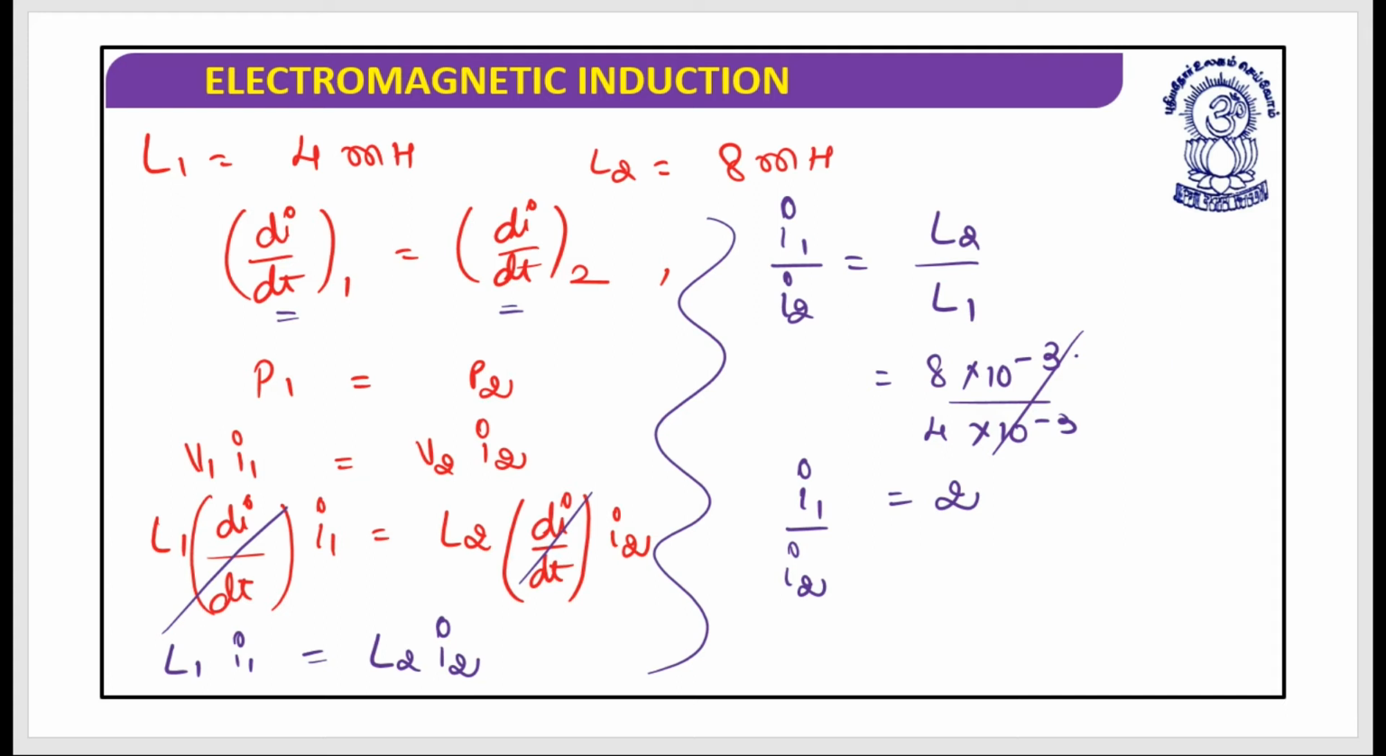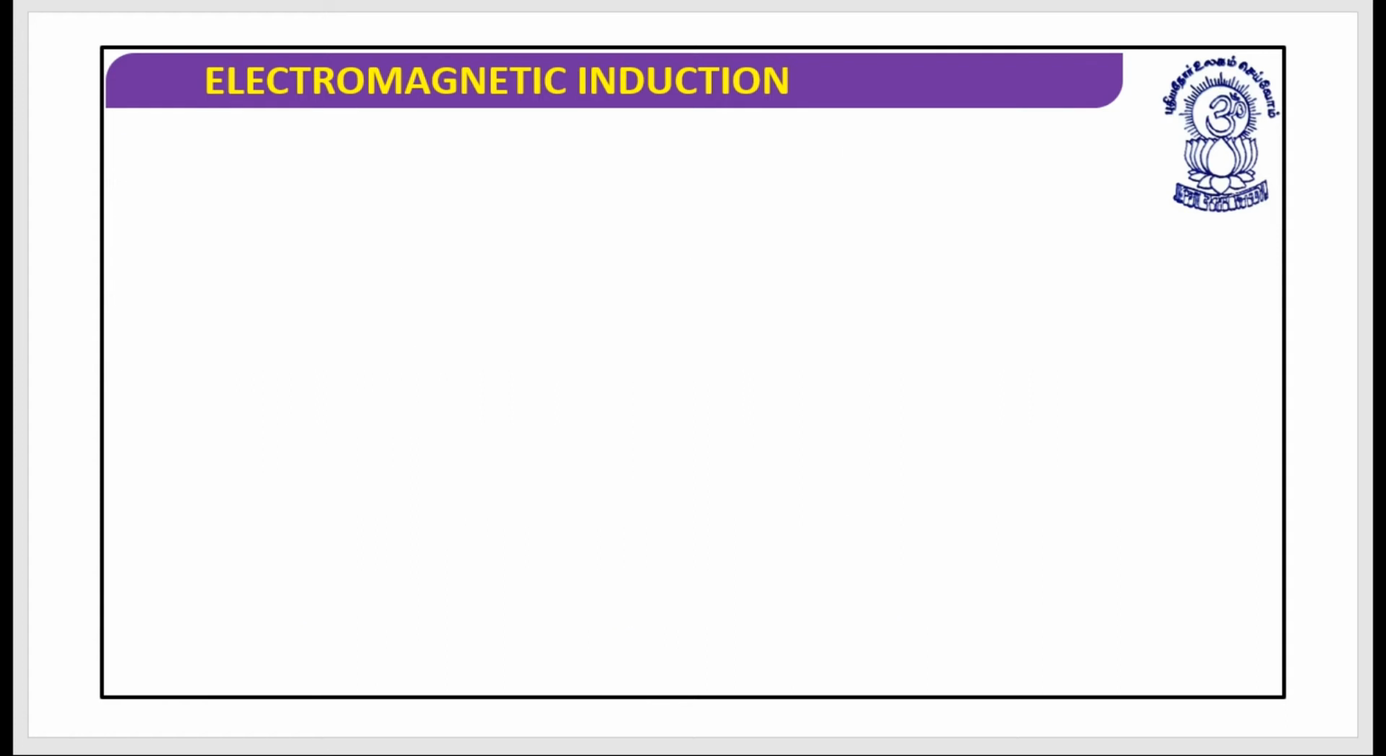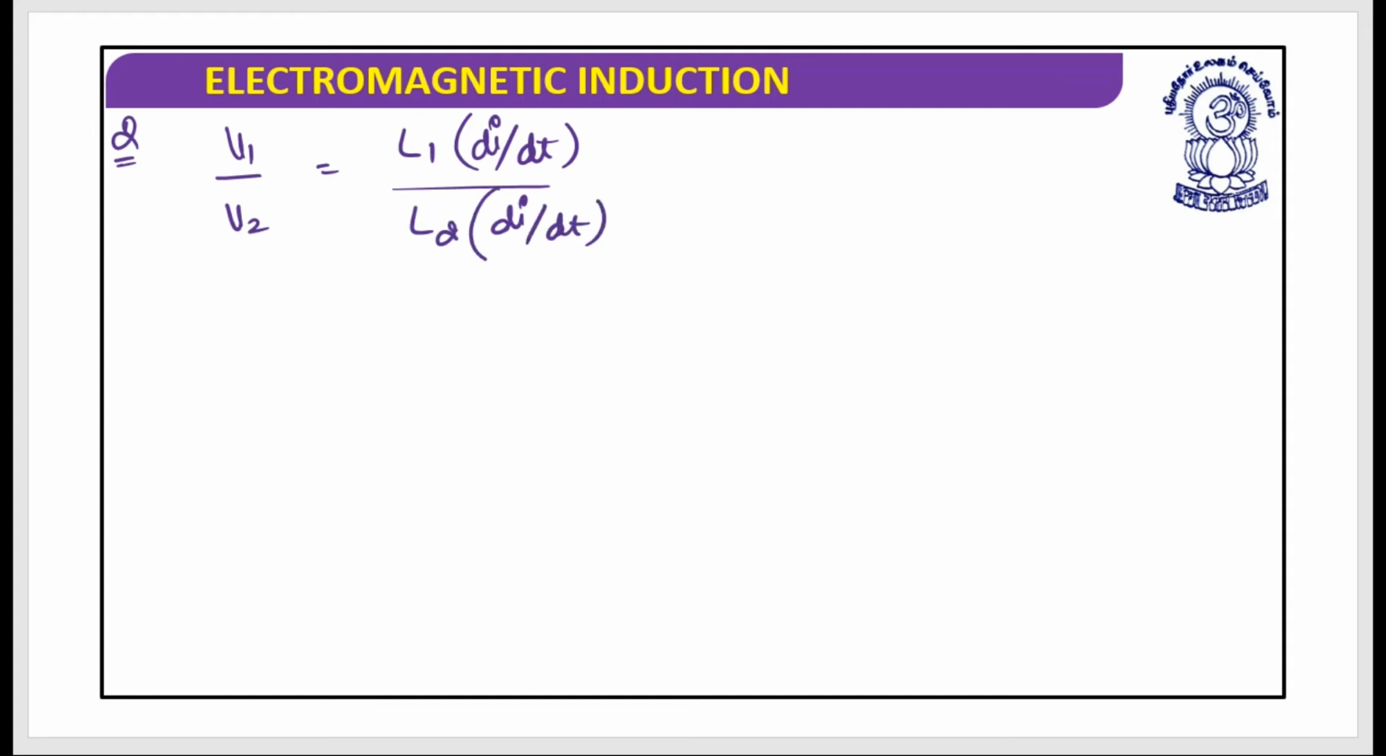Great. Now let's work on the second question. The second question says to find the ratio of the potential differences. So V1 is to V2, which should be L1 di/dt divided by L2 di/dt. Now, as they said, di/dt are the same, and when di/dt is the same, it's a ratio of L1 is to L2.